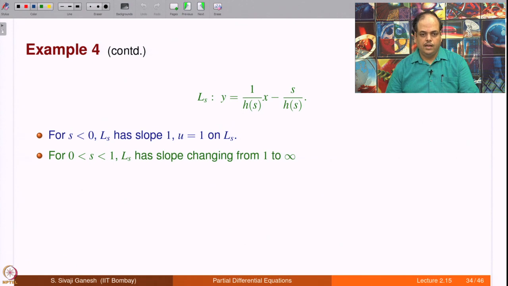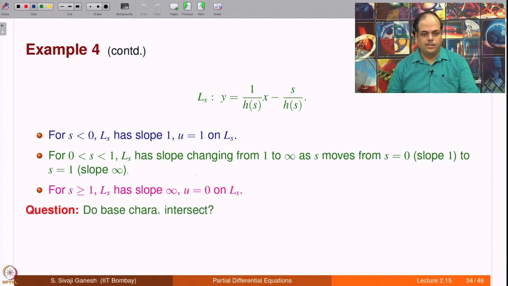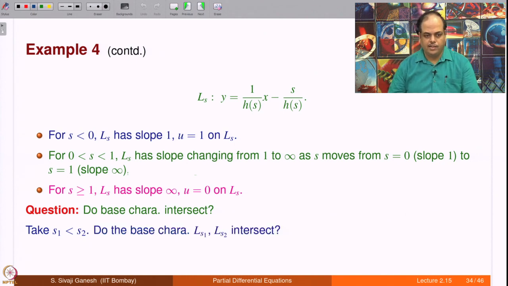L_s has slope changing from 1 to infinity whenever s is between 0 and 1, as s goes from 0 to 1. For s greater than or equal to 1, L_s has infinite slope, as we saw; these are lines parallel to x equal to 1. So, the question is, do base characteristics intersect? We have to analyze cases: whether any two members of family F1 intersect, F1 and F2 intersect, F1 and F3 intersect, any two members of family F2 intersect, or some member of F2 intersects some member of F3. These are the various cases we have to analyze.